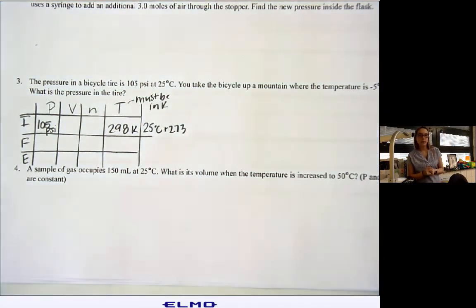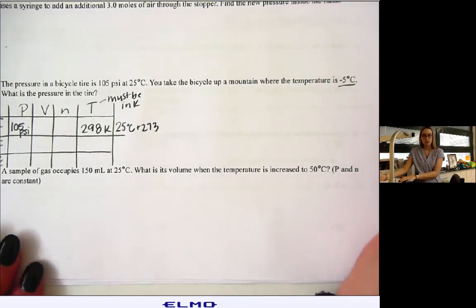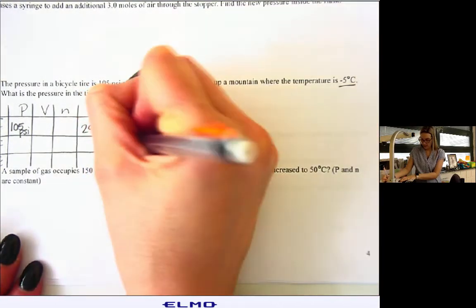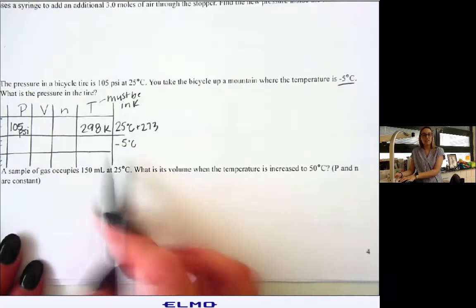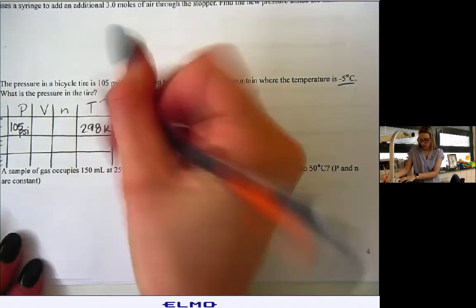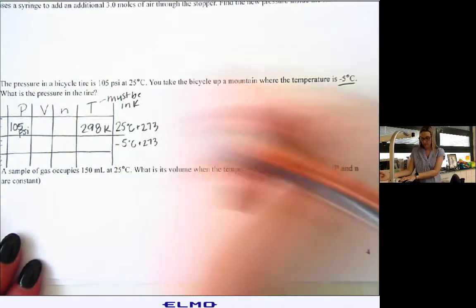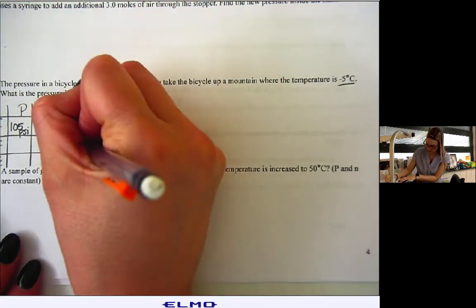Then it says you take the bicycle up a mountain. So you ride the bike up a mountain. Now it's -5 degrees Celsius. So now the final temperature is -5 degrees Celsius. Again, notice how they give negatives. You cannot have a negative in your math problem. You can't have a negative pressure or a negative volume. That's why we have to convert. So again, add 273. So, what is that, 268?